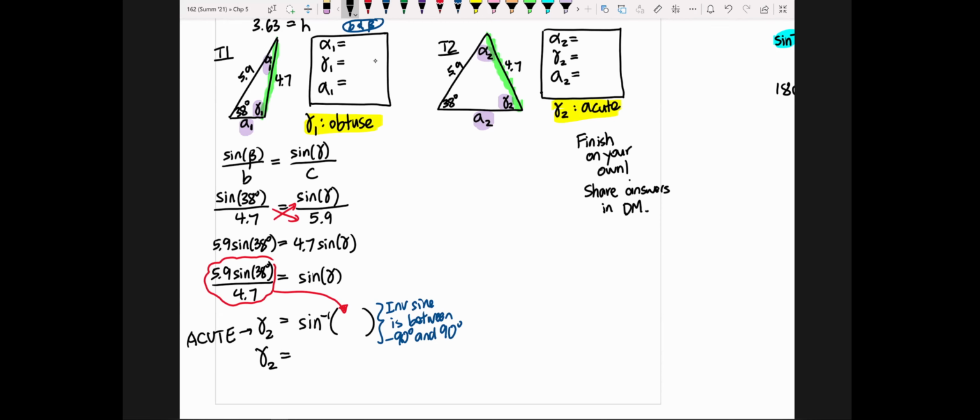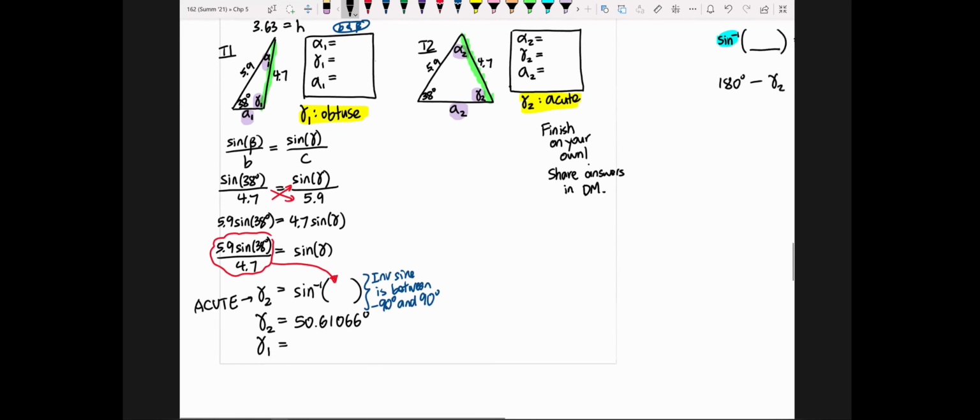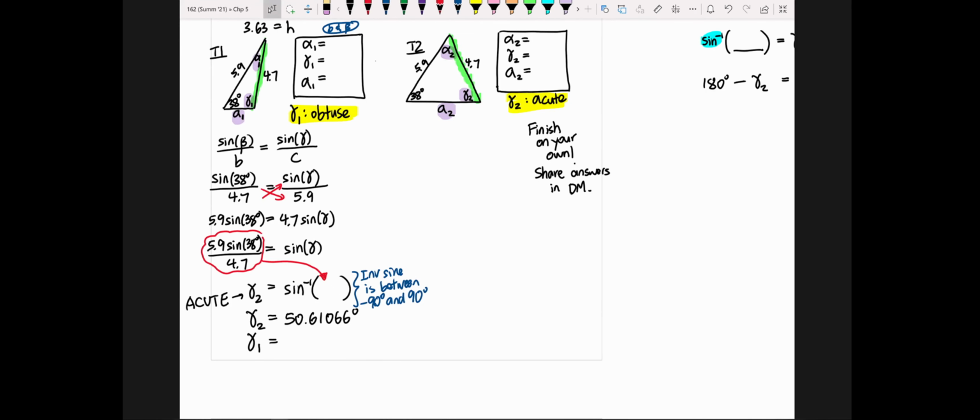Okay, so gamma 2, the acute angle, we'll take it out to at least 5 places. 50.61066 degrees. That is gamma 2. Because we can see from our pictures, gamma 2 is the acute angle, gamma 1 is our obtuse angle. So students, in the chat, share how you get gamma 1. Go ahead and share your answer for gamma 1.